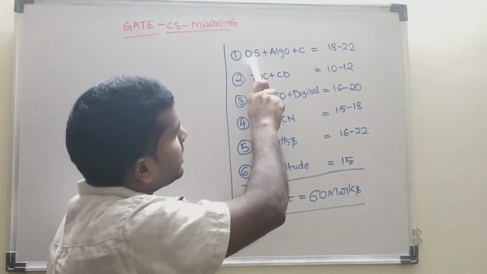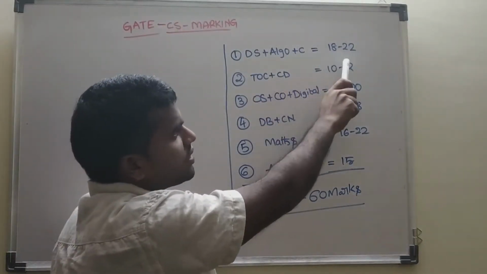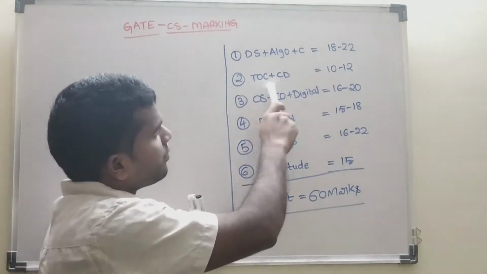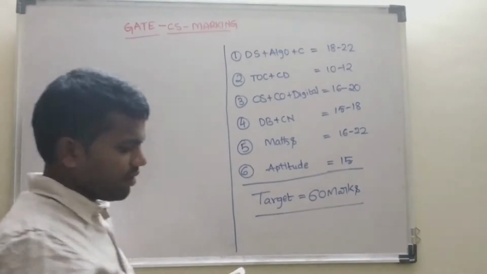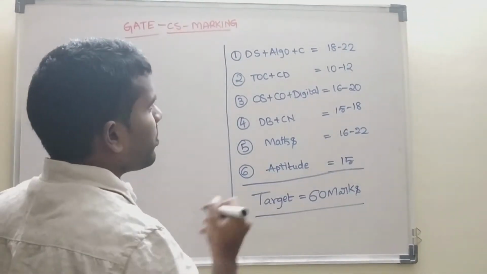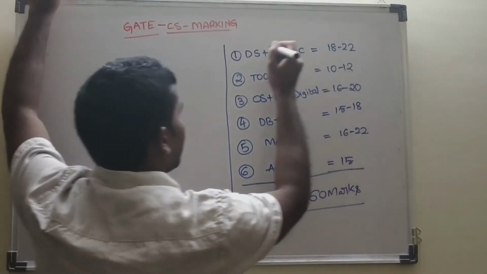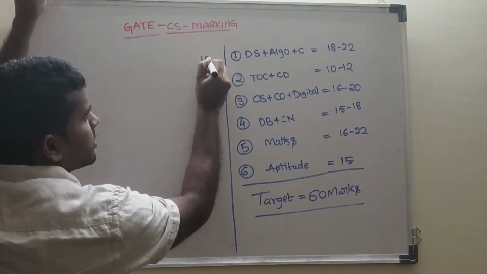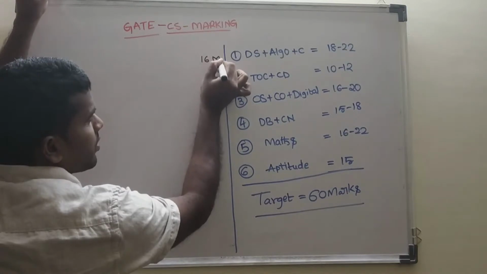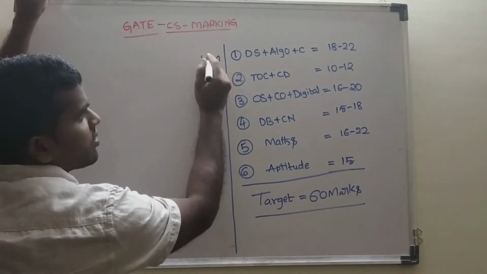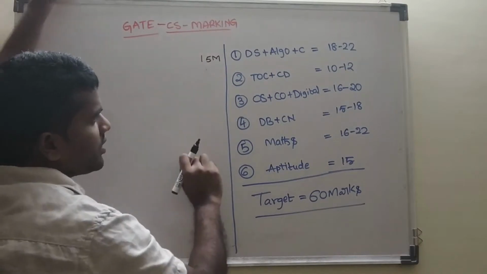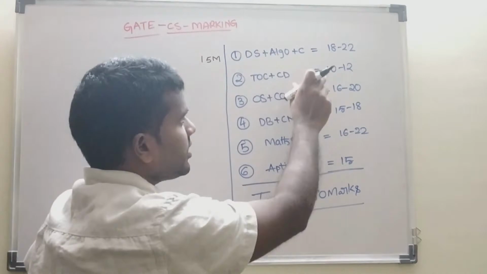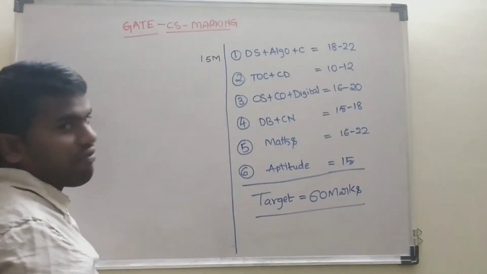So here, DS algorithm and C language will give 8 into 22 marks. It's very easy. And TOC and CD you can get easily if you follow some of the topics in here. You will get 16 marks easily. We can say 15 marks. You can get 15 easily if you are just following the basics.